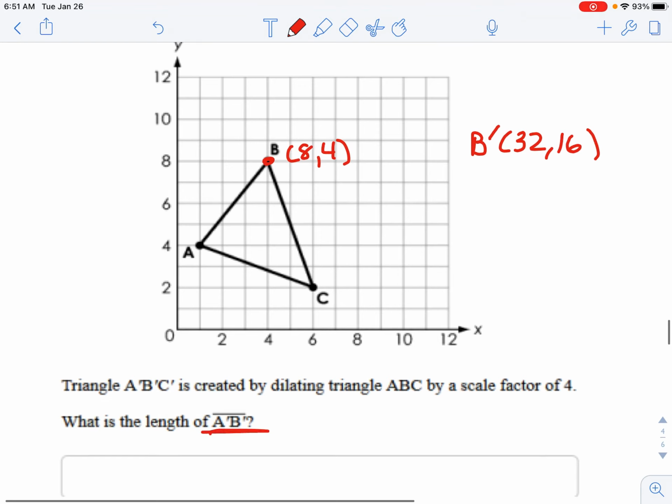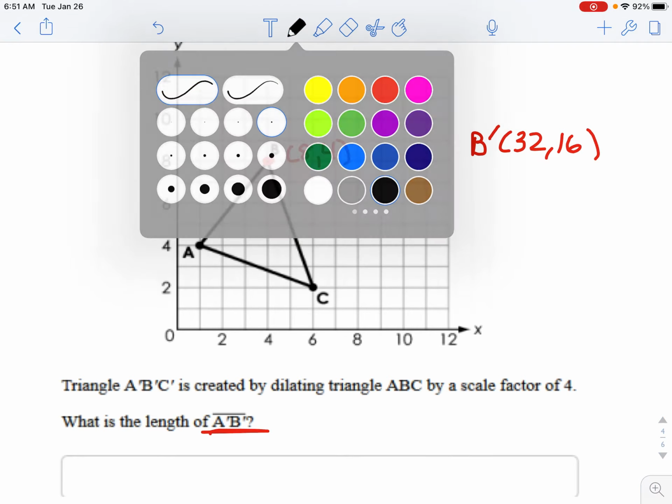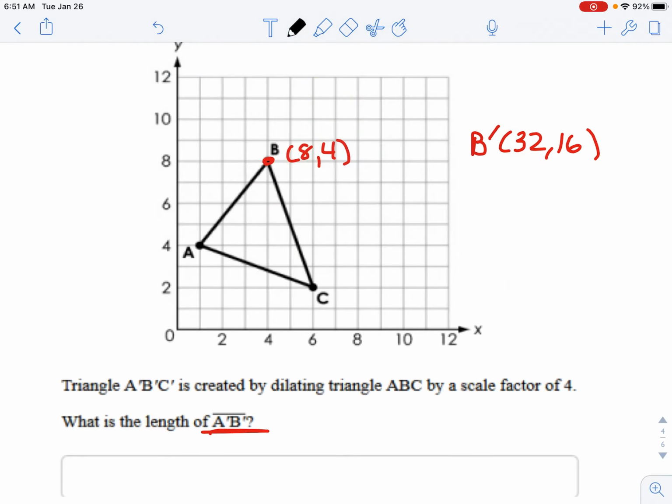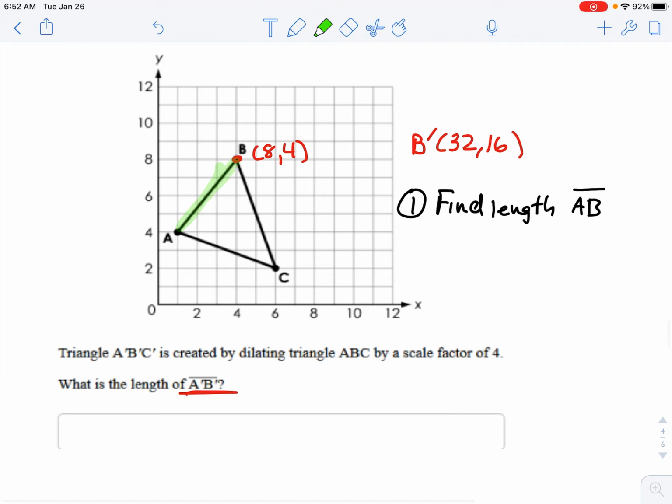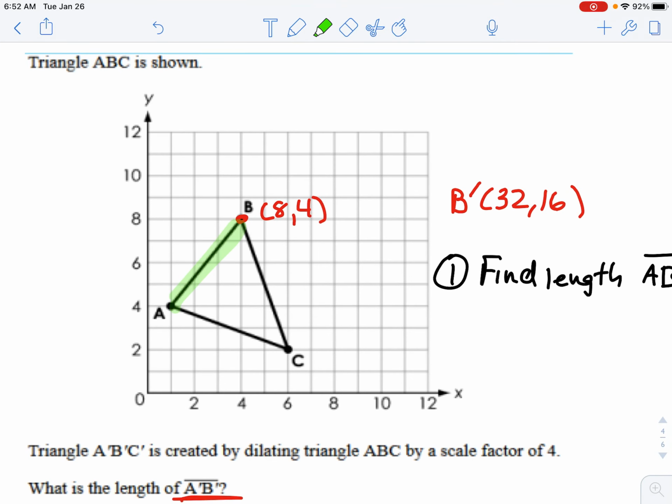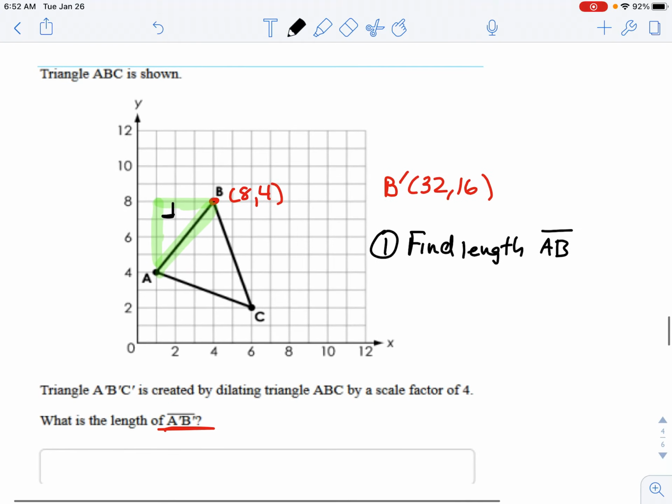Alright, I need to find the length of A prime, B prime. So sometimes graphing's not an option. Alright, and what I like to do is I'm going to say first, find length AB. Alright, let's just find this length right here. And something we can do, mathematically legal, but we're going to practice this a lot in Unit 7, so I don't want to do it right now, is you could do Pythagorean theorem shortcut. I am just going to actually use the distance formula. Good practice. Any opportunity we have to use the distance formula, I'm going to take advantage of that opportunity.